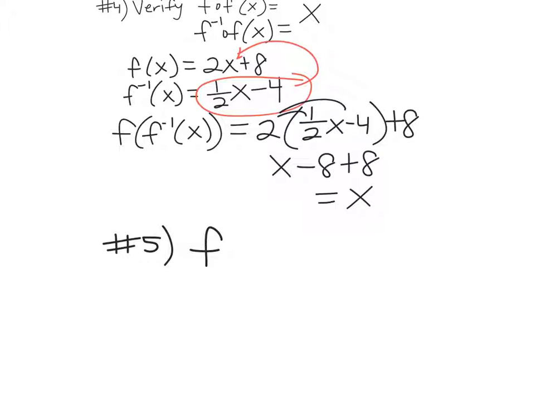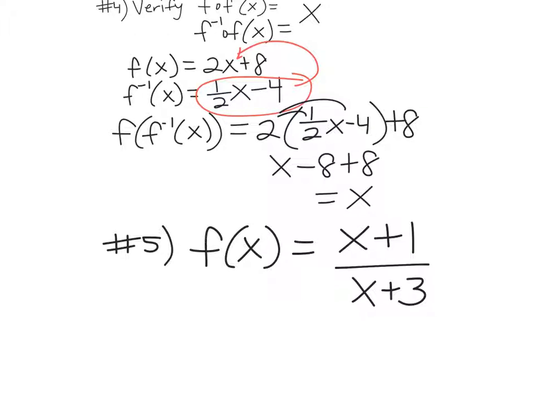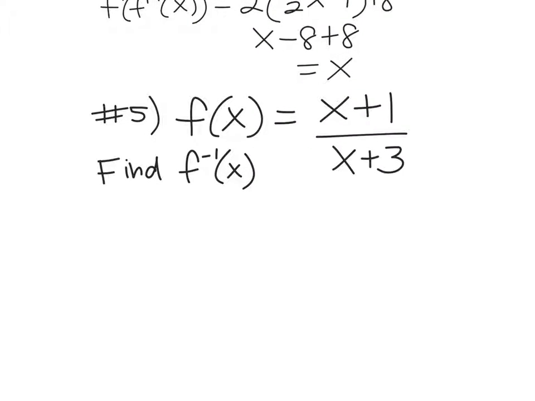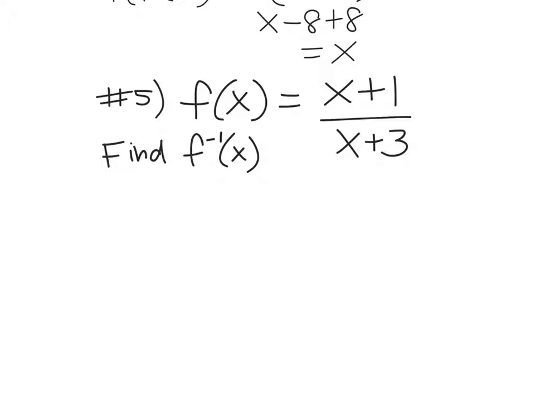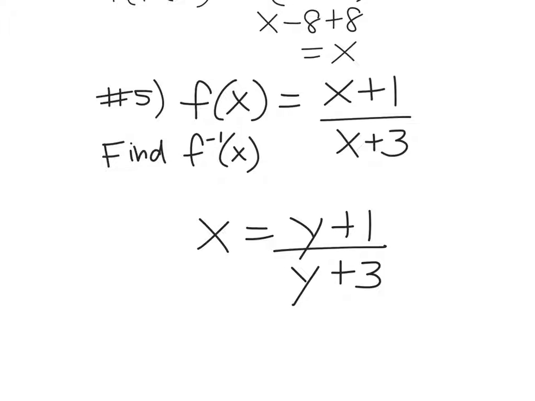All right. F of x equals, so this is going to be the hardest one. You can do it. X plus 1 over x plus 3. And we need to find the inverse. Find f inverse of x. Now, this one's tricky. I believe that we did this first semester, so pay attention. Here we go. We're going to switch x and y. So x goes on this side. What happens is y goes over here twice. You got to plug it in for both x's.